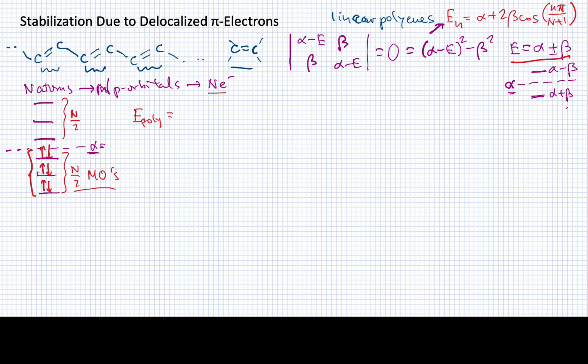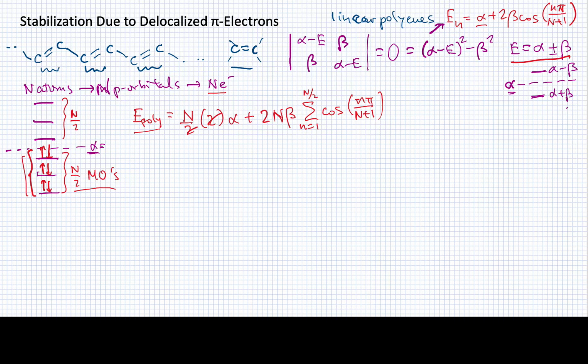So I'm going to have N over 2, 2 electrons in each orbital, times alpha, and this is going to be plus 2 times beta, with a sum from n equals 1 to N over 2, because we're filling up the lowest N over 2 molecular orbitals, cosine of n pi over capital N plus 1. So this would represent the total energy of the polyene for this pi system.